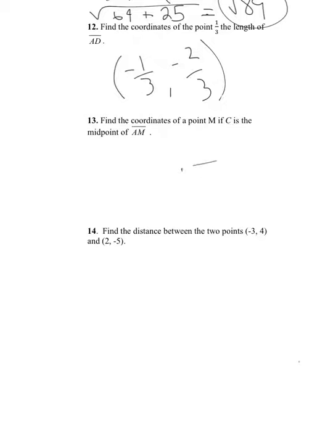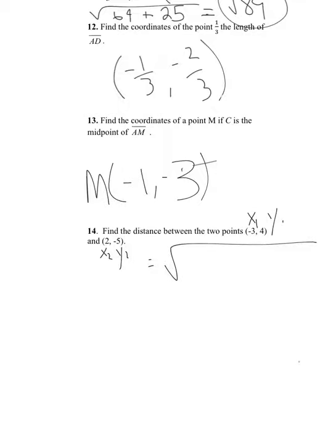So, number 14, find the distance between the 2 points. For that previous one, I'll leave the answer there. See what happens next. So -3, 4 will be our x1, y1. 2, -5 is x2, y2. And that's a big square root. So x2 minus x1, 2 minus -3 squared, plus y2 minus y1, -5 minus 4.